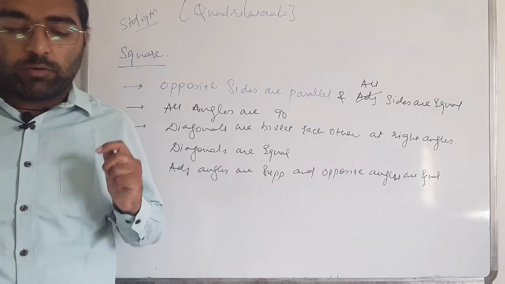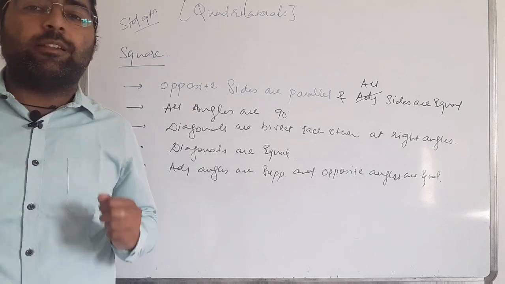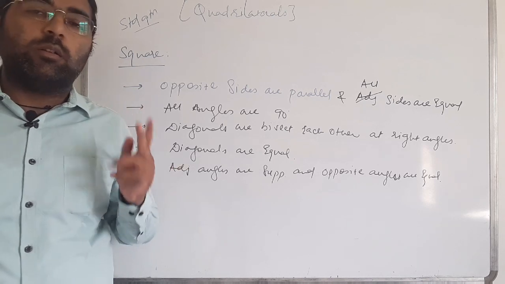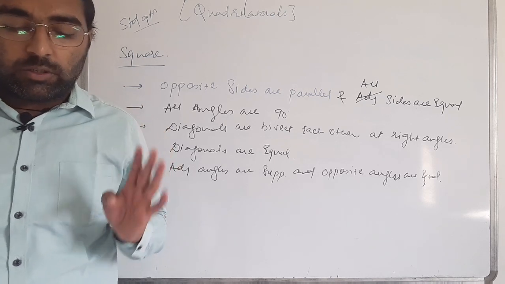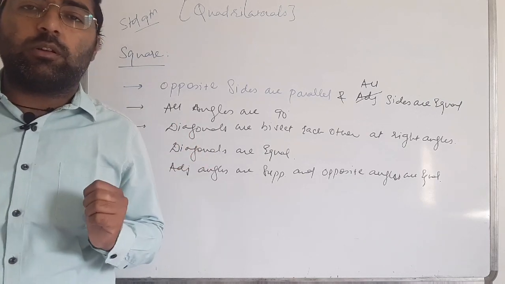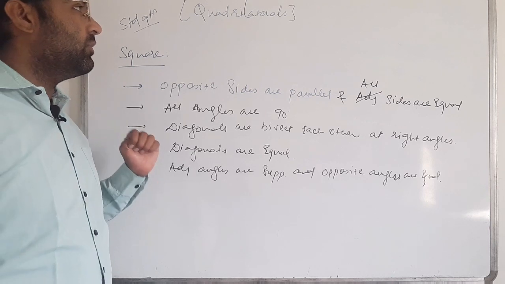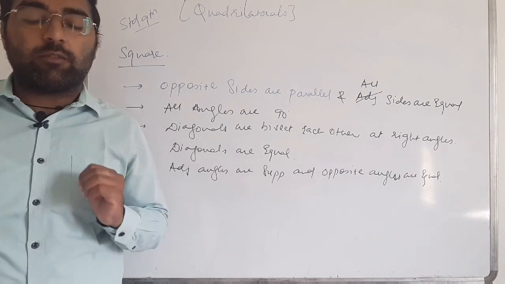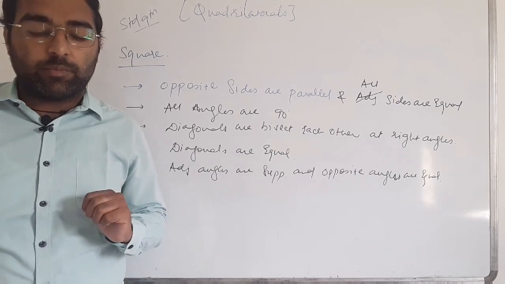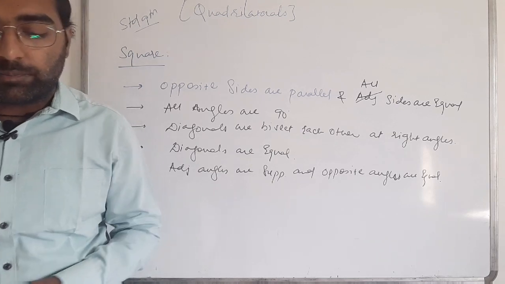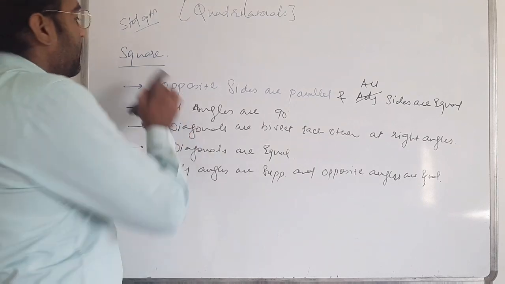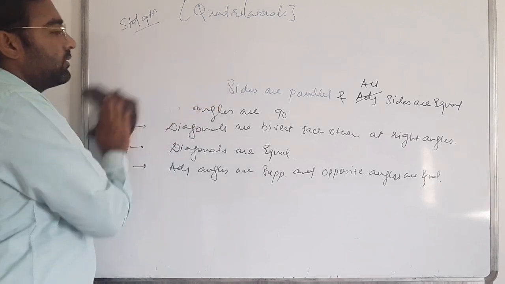Clear that? So you must understand all the properties of the parallelogram, square, rectangle and rhombus. If you understand all the properties of all the four, then this chapter is the easiest one of every chapter. So let's start the exercise.